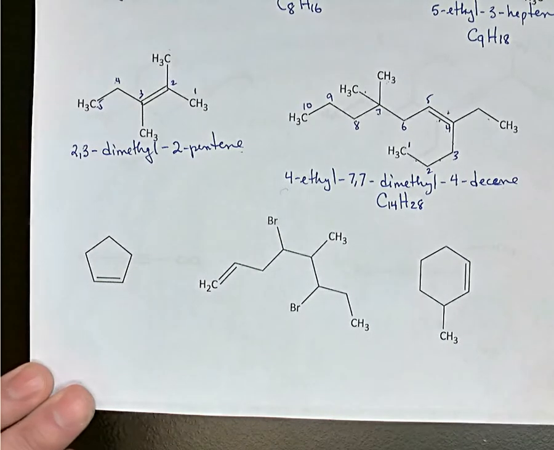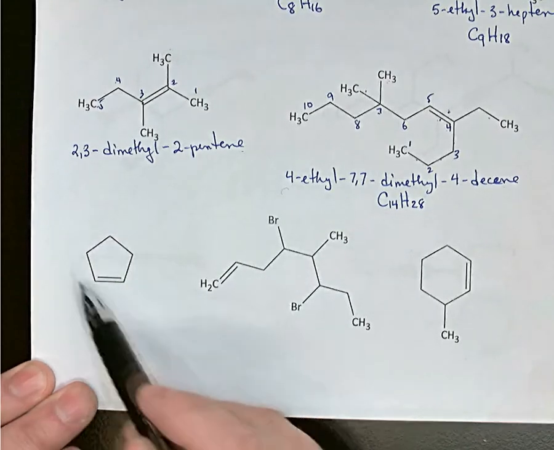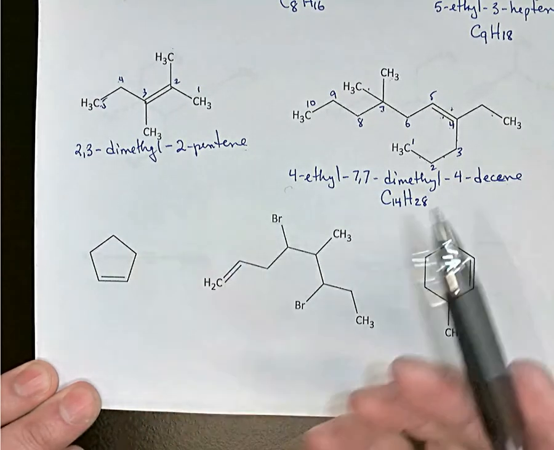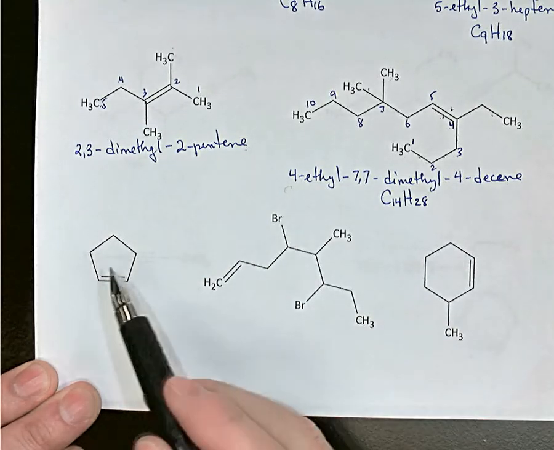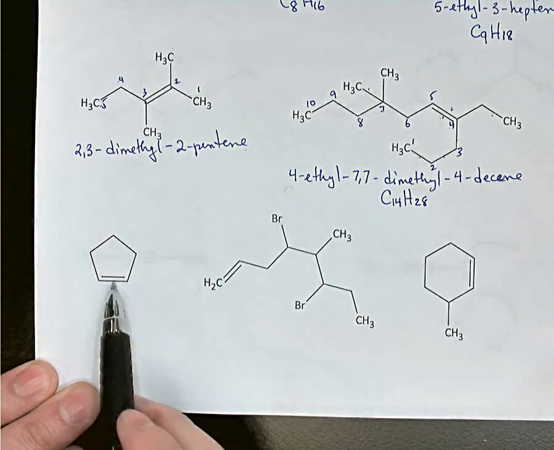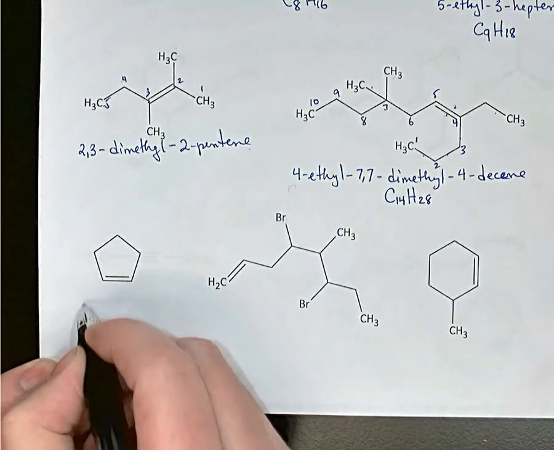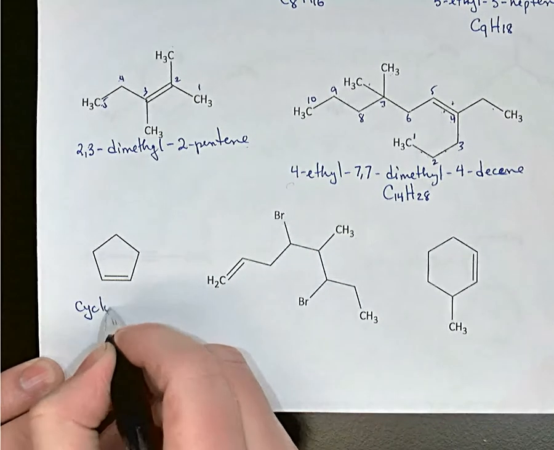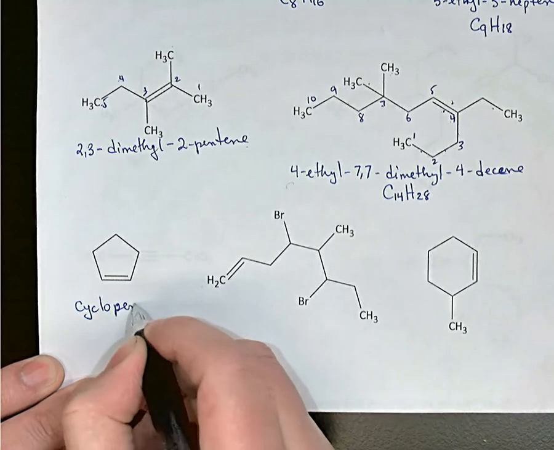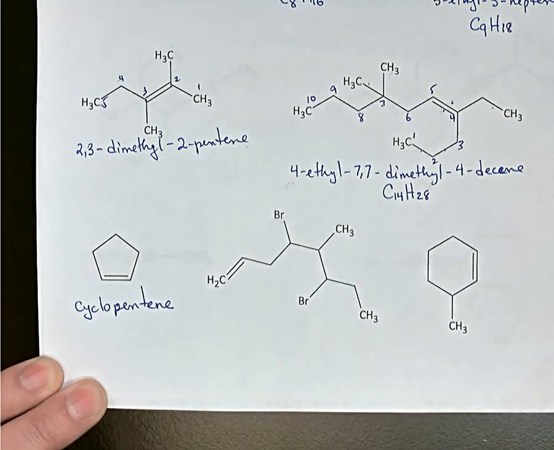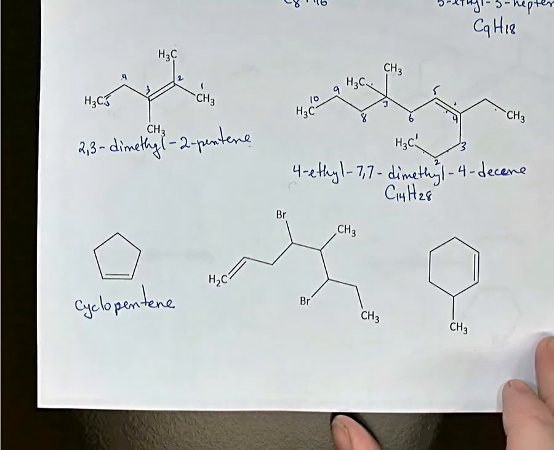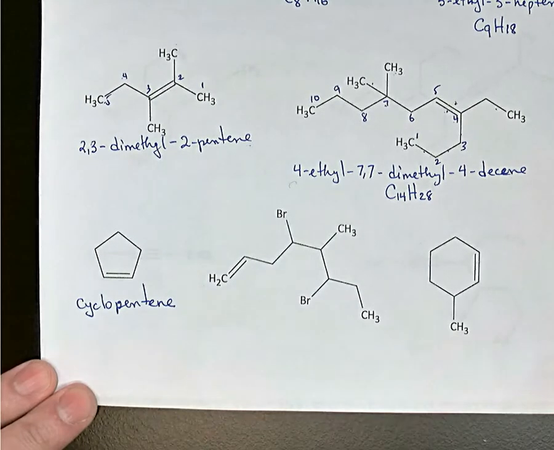Alright, this next one is a cycloalkene. It's got the 5-carbon ring again, so that's a pentene. If it were just an alkane, it would be cyclopentane. But there's this double bond, so that makes it an alkene, and its name is cyclopentene. Now, cyclopentene is actually probably going to be pretty unstable as a molecule, but it's possible to create that.